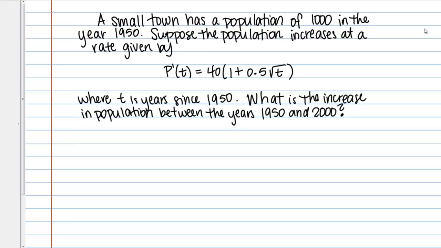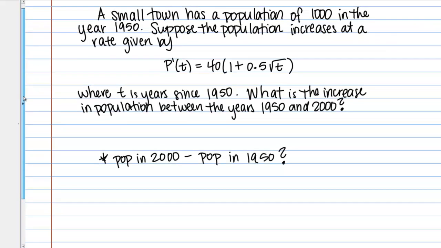Okay, so first let's think about what we're trying to find here, and then maybe try to represent that in terms of the variables and functions we're given in the problem. So the last sentence here asks, what is the increase in population between the years 1950 and 2000? So then what we're looking for is the population in 2000 minus the population in 1950, right? That'll give us the increase in population between those years. But how do we represent that in terms of our functions and our variables?